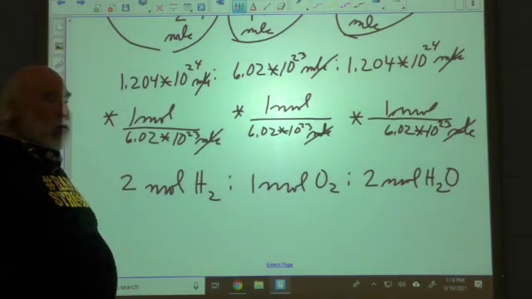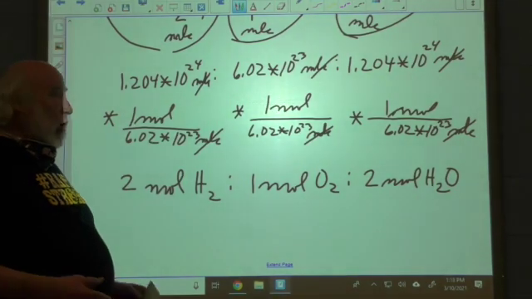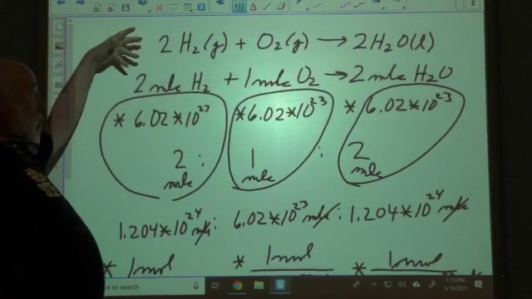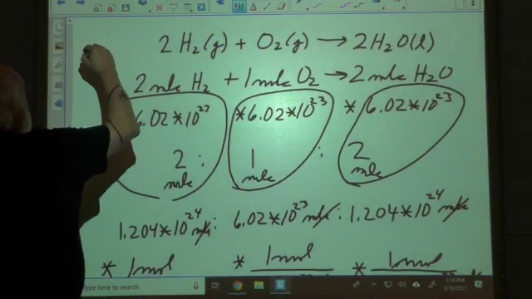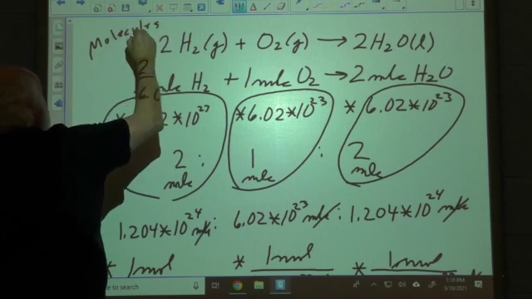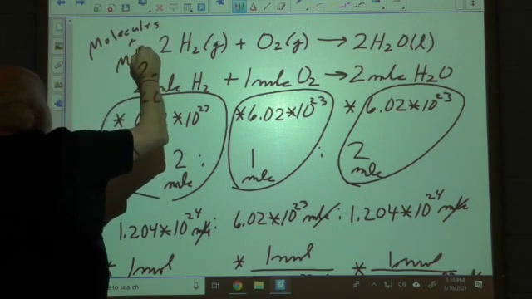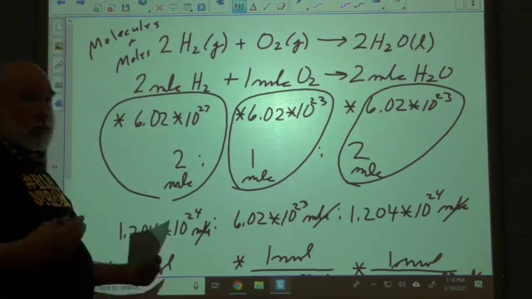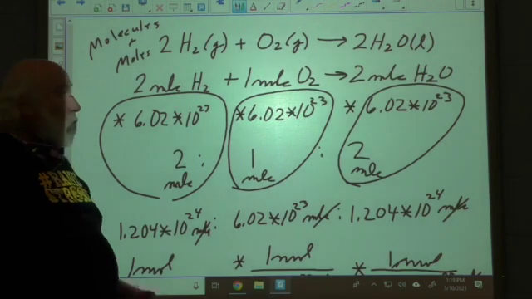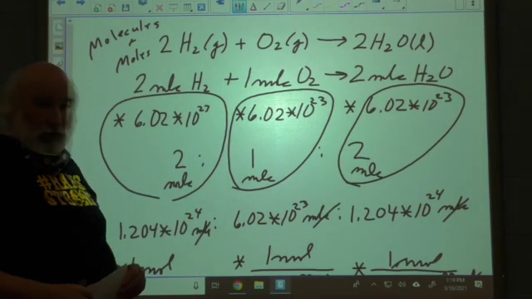Okay? Now, what was the point of that? Well, the point of that is explaining to you that when you see a chemical equation like this, it refers to molecules and moles. Not at the same time, you refer to all molecules or all moles. We're going to take a look at the moles on this.